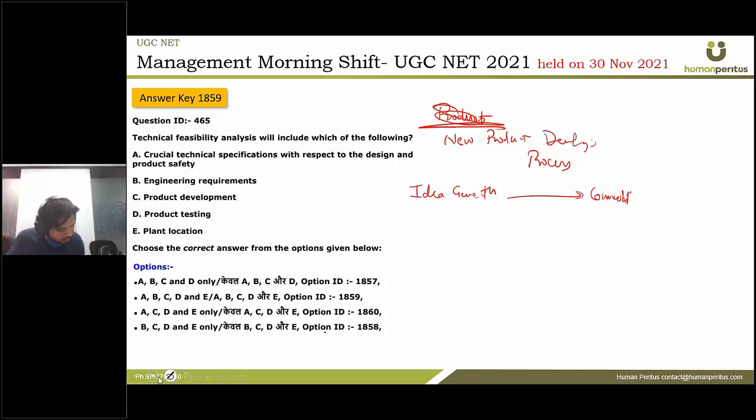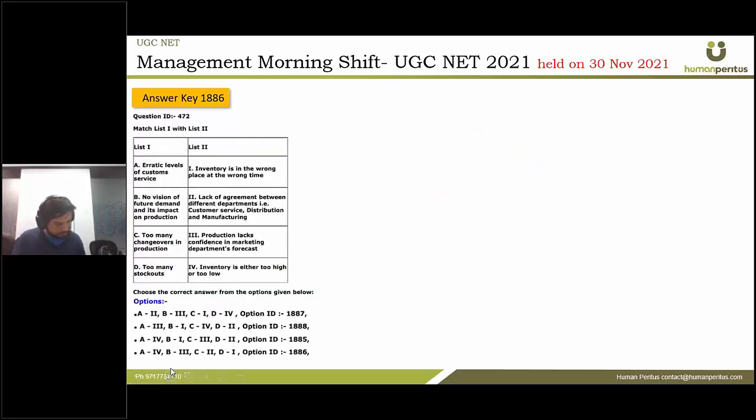So if you see here, all of those things are covered, like crucial technical specification with respect to design and product safety. Yes, it is a technical feasibility analysis. Engineering requirement, again it is a technical feasibility analysis. Okay, now product development, yes, definitely whatever the product concept the company has, it has to be developed according to that. Okay, product testing, yes, by taking market surveys and all. Plant location, yes, plant location is also very important. So therefore the correct answer is A, B, C, D and E. Therefore B is the right answer.